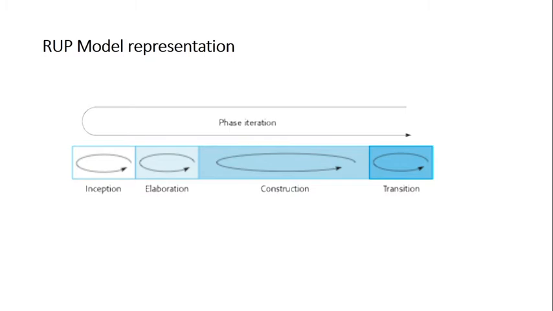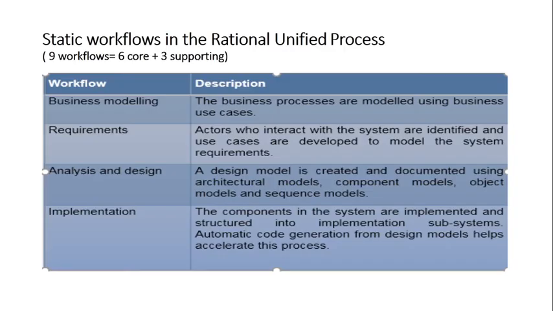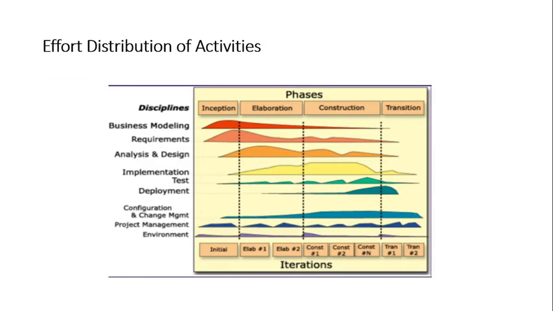This can be elaborated more. I'll give you one more diagram here. This is the effort distribution of these activities. If I say inception, in the inception this requirement related task is carried out in a maximum way. You can see this maximum is for business modeling and requirement modeling, right?